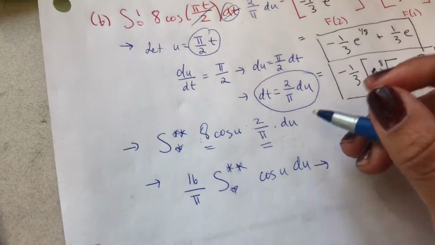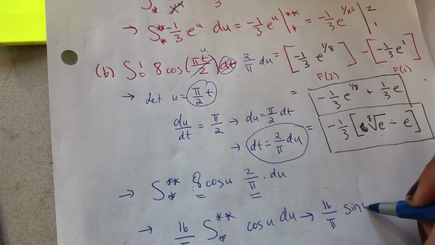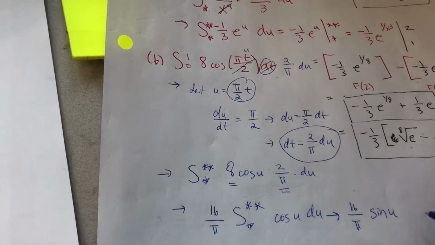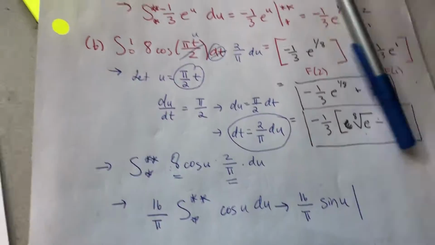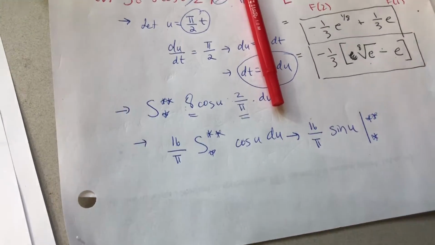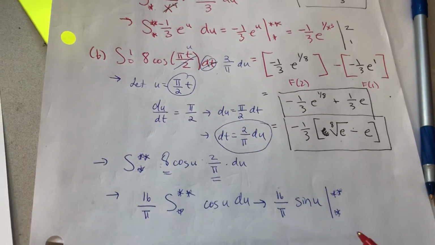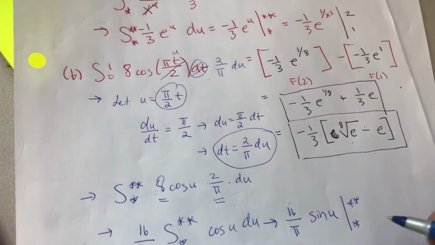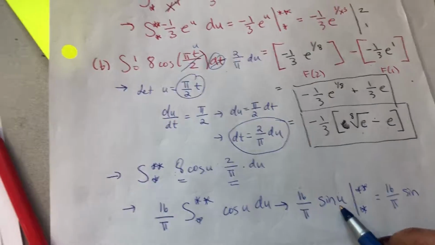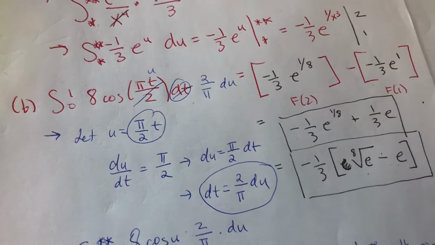So the antiderivative of this is going to be 16 over pi times the antiderivative of cosine u, which is sine u. And again, check your work. Is the derivative of sine cosine? Yes, it is. Okay, and then this is going to go from star to double star bounds. Notice I started off with t and then we ended up with u. So I'm going to substitute the t back in because that's what we're really interested in. So right now I have 16 over pi sine. And what is u? u is pi over 2 t. So I have sine of pi over 2 t.